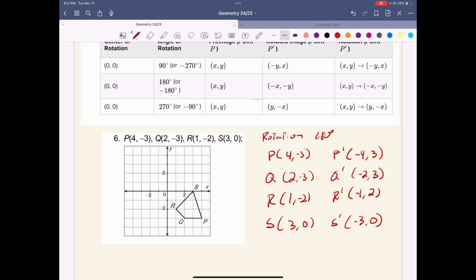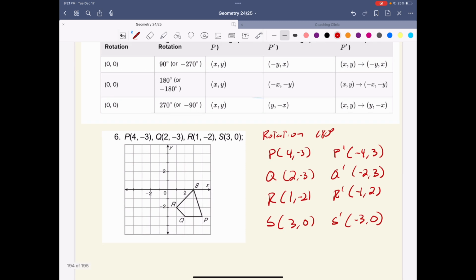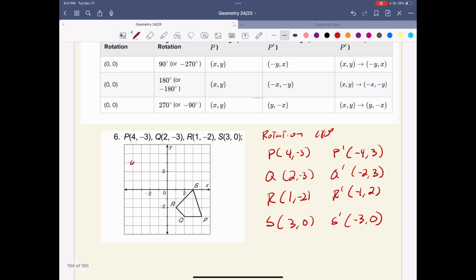So we can graph those points. Negative 4, 3 is right there. Negative 2, 3 is right there. Negative 1, 2 is right there. And negative 3, 0 is right there. So there's our new image, rotated 180 degrees.